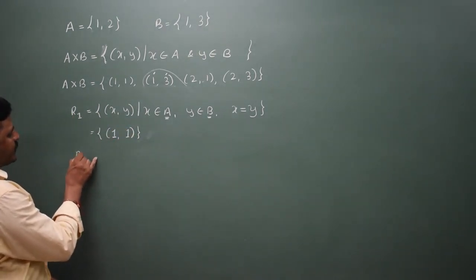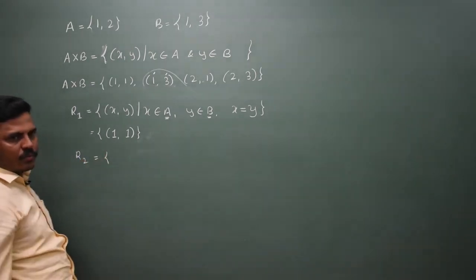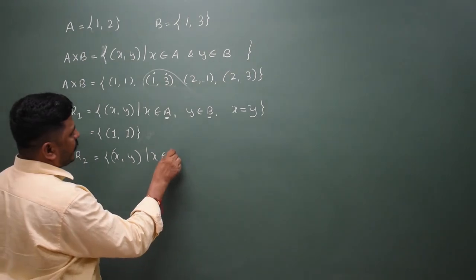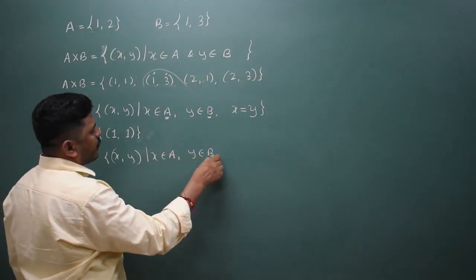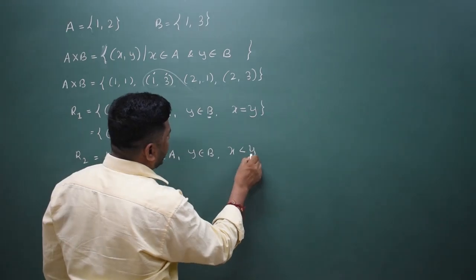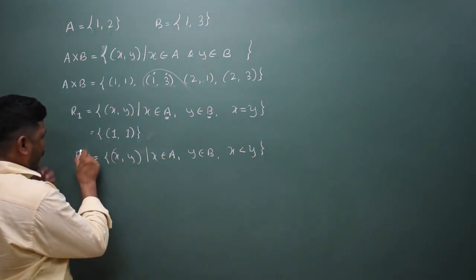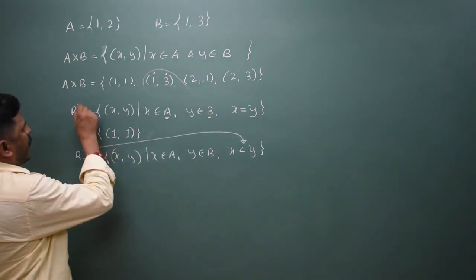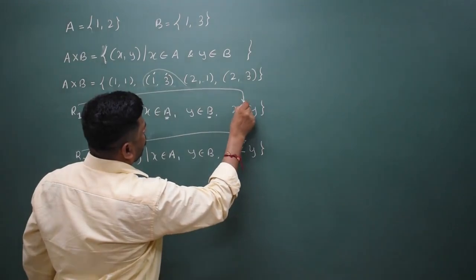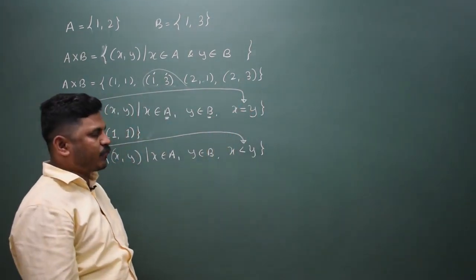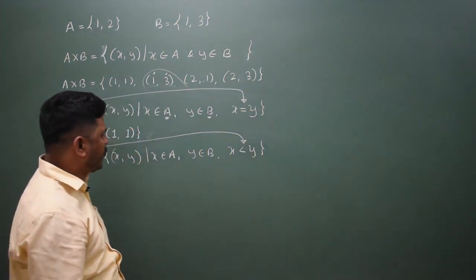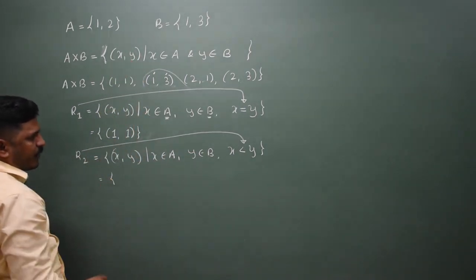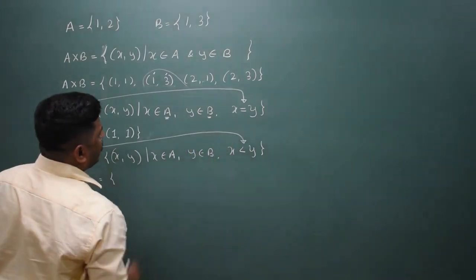So I will take one more example, say R2, that is (x, y) such that x is in A and y is in B, such that x is less than y. What does R2 stand for here? Less than. What does R1 stand for? Equal to. R2 stands for less than. So under this relation, we have to select 2 elements such that the first element should be less than the second element.